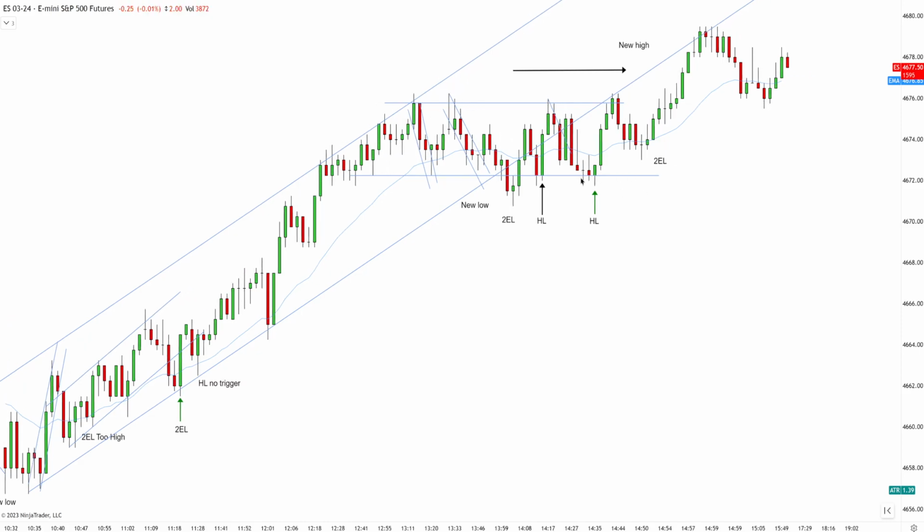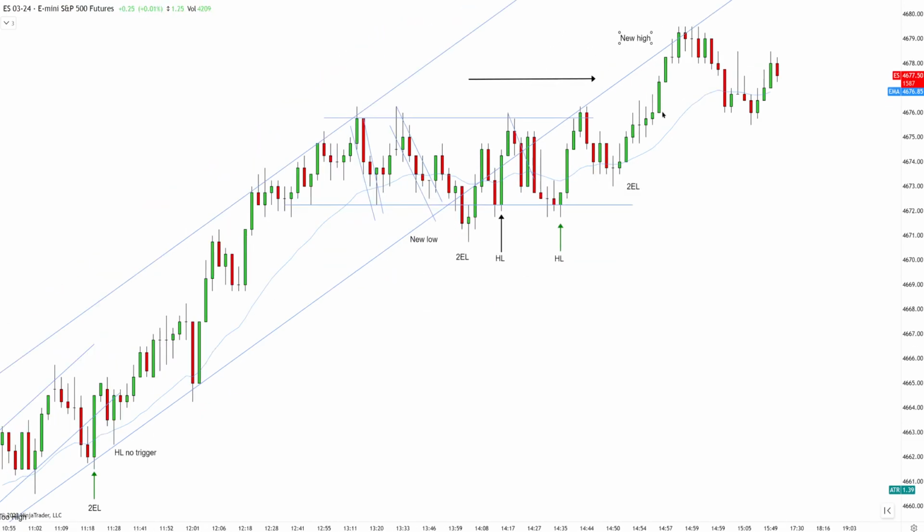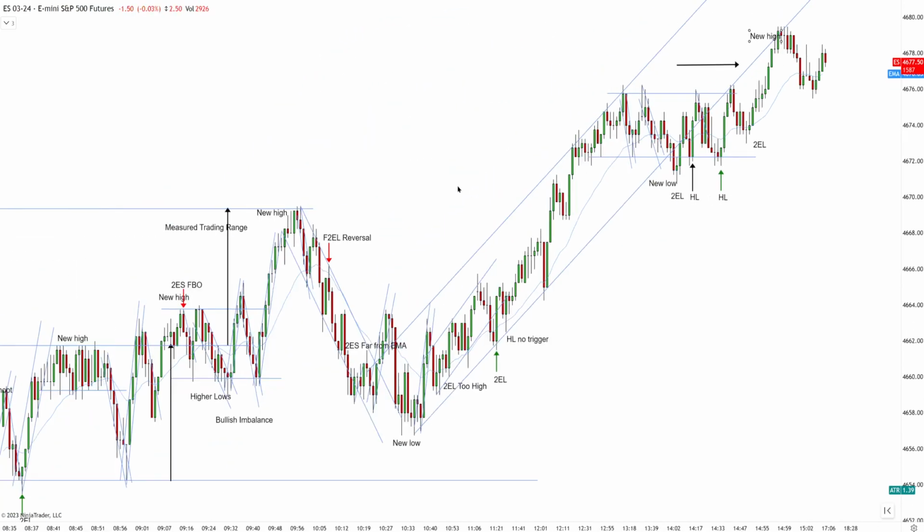You have a first entry long, second entry long. By the way, the failed second entry short never triggered here above the bullish bar. It would have to be another double bar entry, but this time there was no trigger and there was a nice high-low confirmation setup at the bottom of the trend range while the opportunity to high and trend line rule played out. So this is the overall structure for the day.